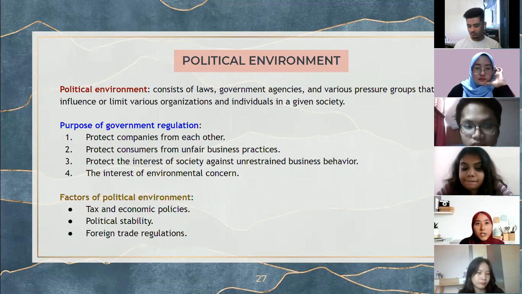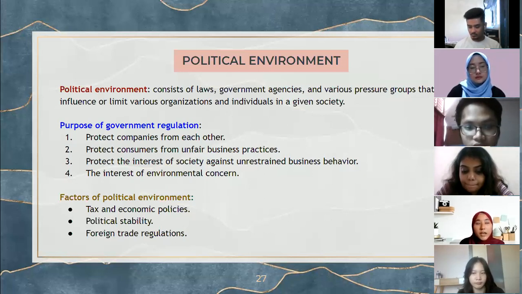The second one is political stability. A lack of political stability within a country can significantly impact the operation of a business. This can especially be true for businesses that are operating on a global scale. Third is foreign trade regulation. Every business has a need to expand its operations to other countries. However, the political background of a country can influence the desire of a business to expand its operations. Next slide.